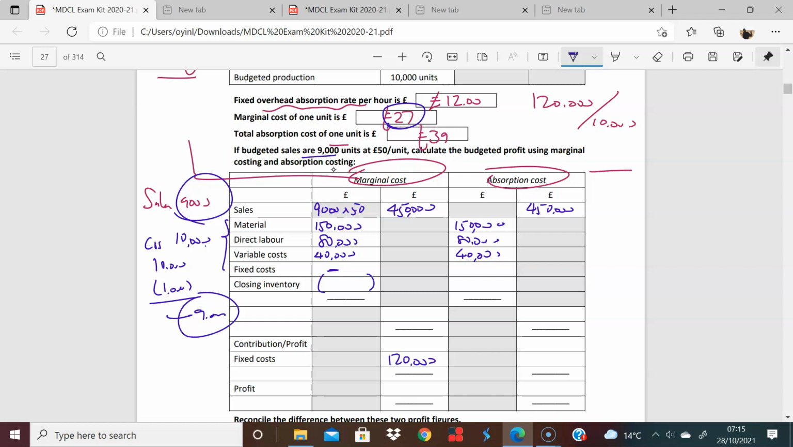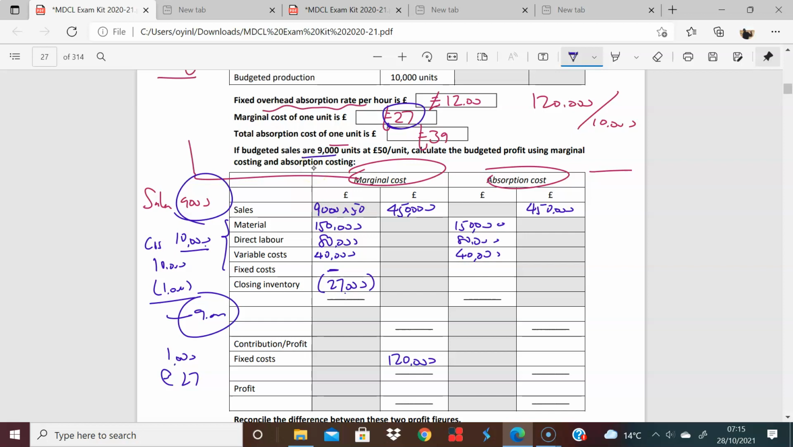Because you produced 10 and you have a closing inventory of 1, for you to have sold 9. So your closing inventory is 1,000 at 27. So that's 27,000, right? If you have that.